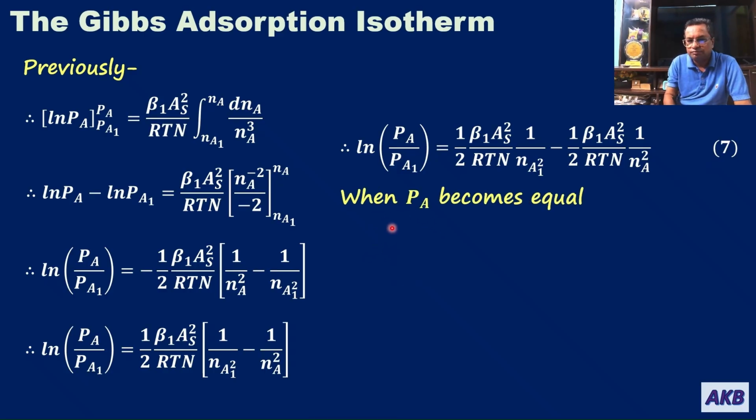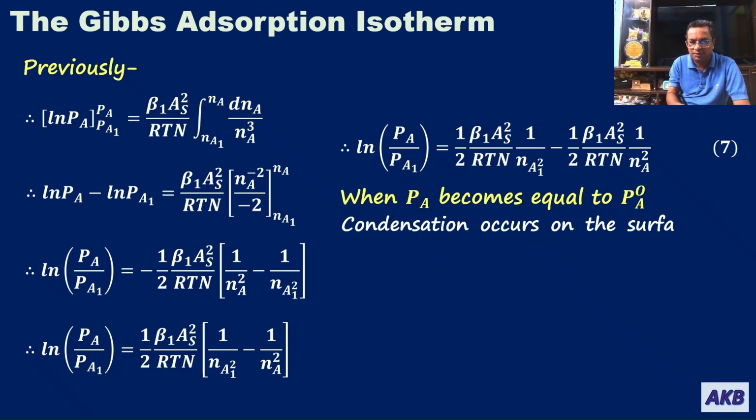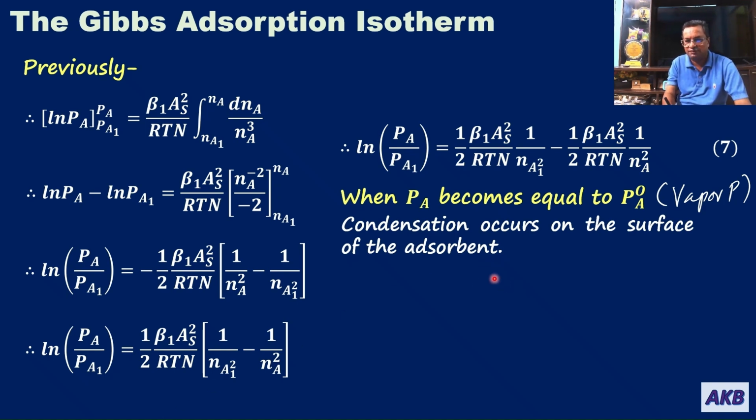Now, what happens when Pa, what is Pa? Partial pressure of A in the gas mixture. When it becomes equal to Pa naught, the vapor pressure, what happens? Condensation will occur on the surface of the adsorbent. And in that case, it will not be adsorption, it will be condensation.